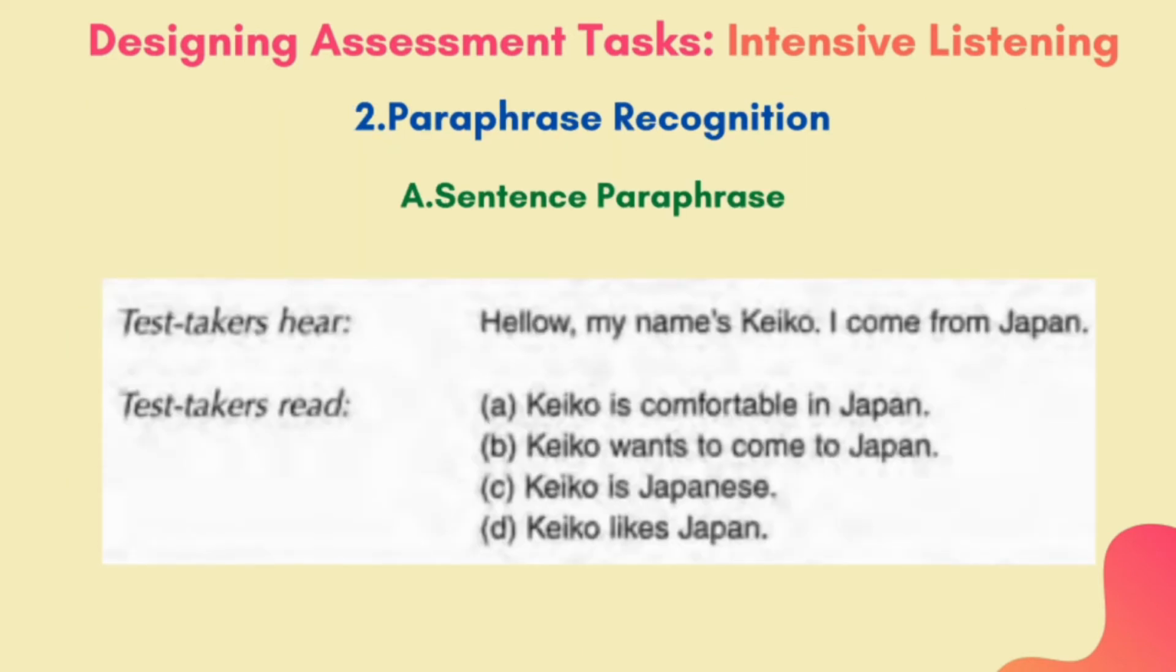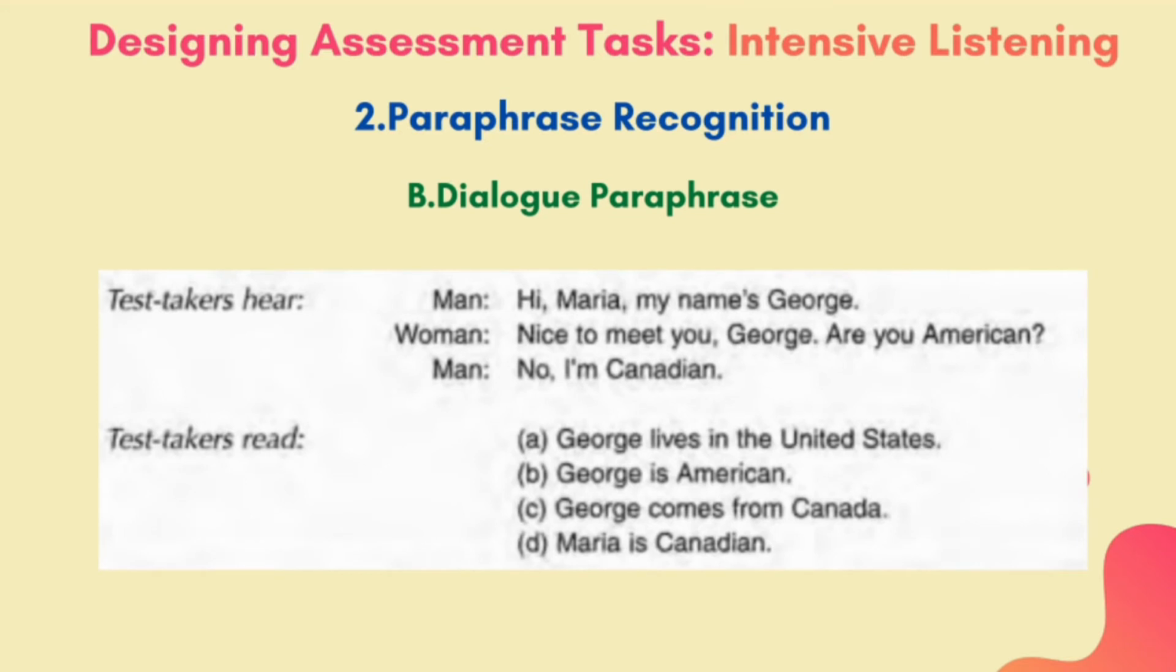Then, the second type of intensive listening is paraphrase recognition. A. Sentence paraphrase. In this test example, the phrase "come from" is being tested. We should choose the right answer with the correct paraphrase. Next, B. The dialogue paraphrase. Here, the goal is that we need to recognize the adjective form used to indicate country of origin. Is it American or Canadian? That's all of intensive listening.